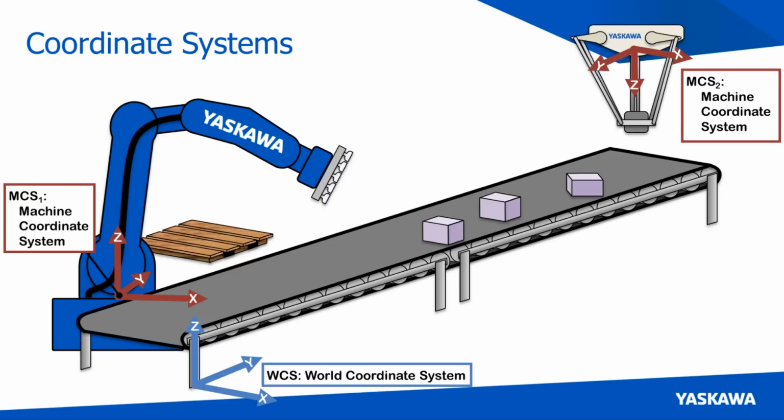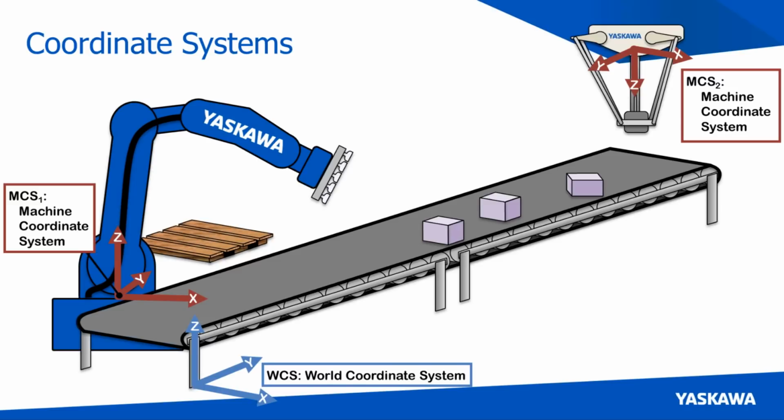Looks like the X axis is going in the same direction, but the Y is completely inversed. So all of these are going to have different offsets to a world coordinate system, although the world coordinate system is going to be the same in reference to itself. So each of these machines has its own machine coordinate system, and each of these are going to be commanded separately.